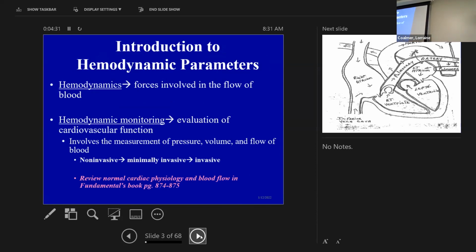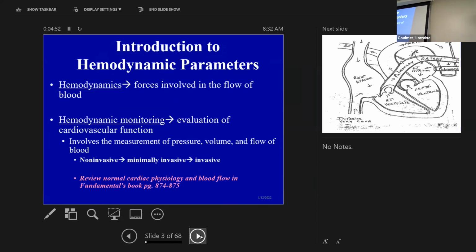Hemodynamics. Very general term. Forces involve the flow of blood. Okay. And we're going to take a look at volume, we're going to look at pressure, and we're going to look at contractility. Okay. So we're going to take a look at that.